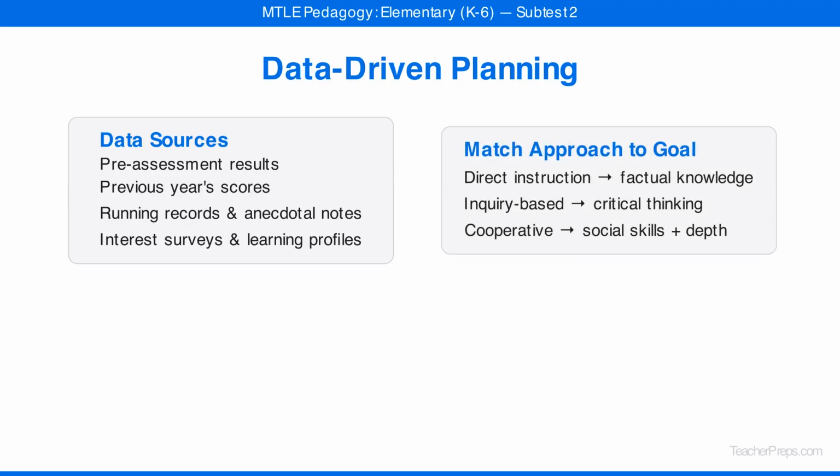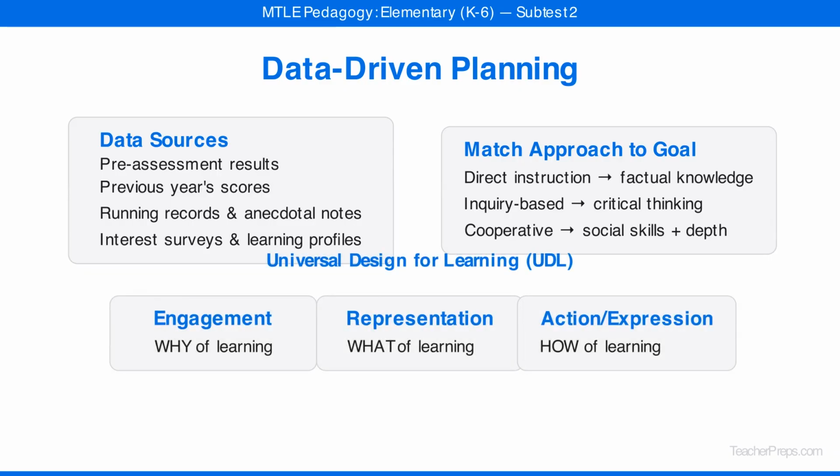Direct instruction works well for factual knowledge and procedural skills. Inquiry-based learning develops critical thinking and curiosity. Cooperative learning builds social skills and deeper understanding. Select materials that are culturally relevant, age-appropriate, and aligned to standards. Textbooks, trade books, digital resources, manipulatives, and primary sources.